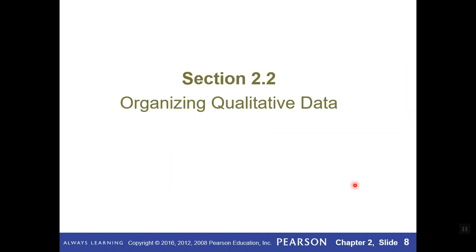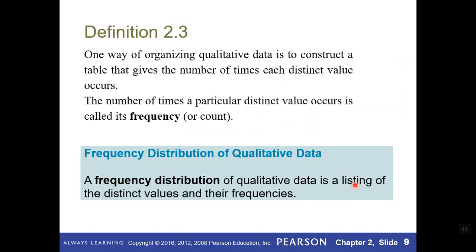Section 2.2, we are talking about how we organize this qualitative data, non-numerical data. First thing is we are trying to draw them under frequency distribution. So we call this frequency distribution of qualitative data. So we are trying to show them under numerical calculation or numerical method.